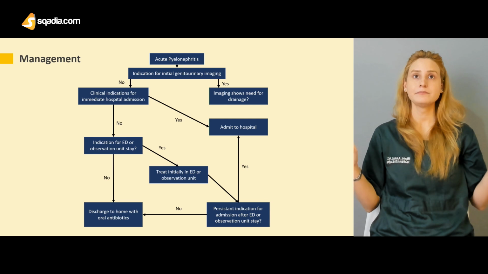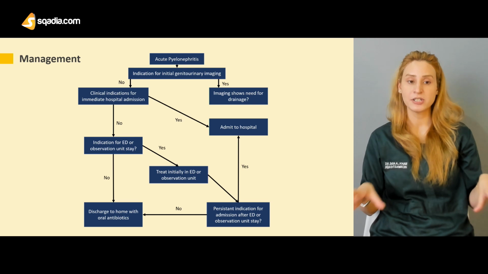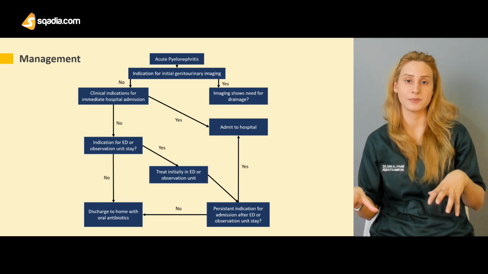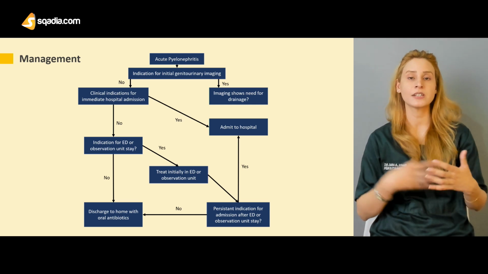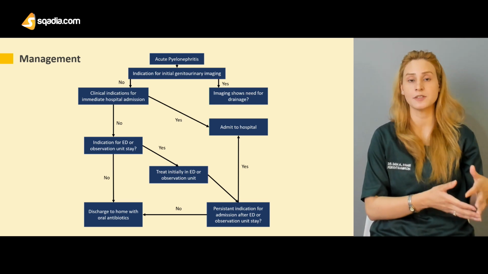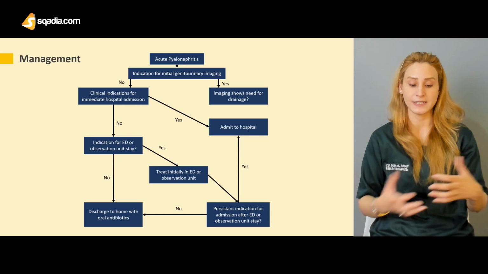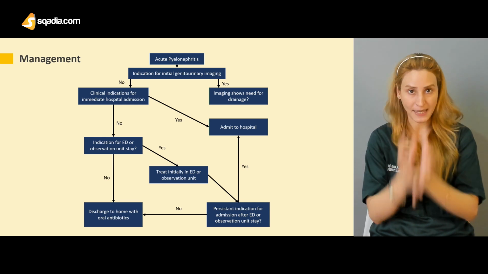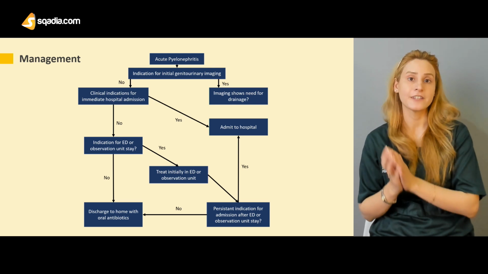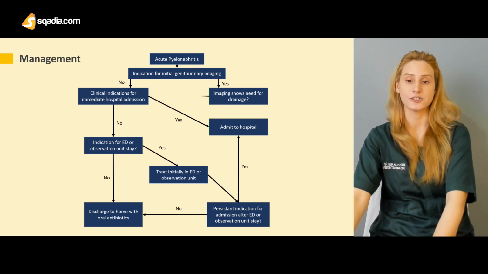So remember, if you're suspecting acute pyelonephritis, you decide whether there is a need for hospital admission or not. If there's a need for hospital admission, then admit the patient and treat accordingly with IV antibiotics. If there's no need for hospital admission, give emergency department management with IV antibiotics, and send your patient home with oral antibiotics. And if there is a need for drainage, then you have to go for surgical drainage of such patients.